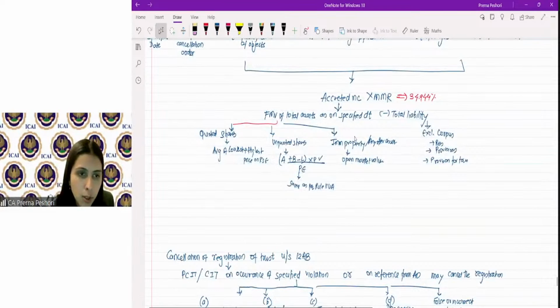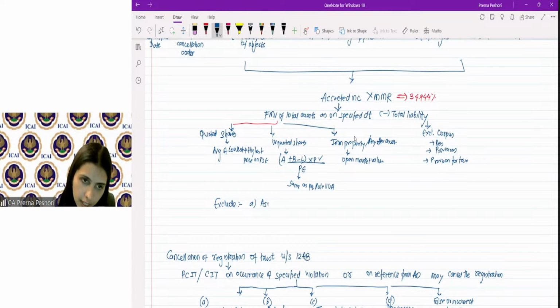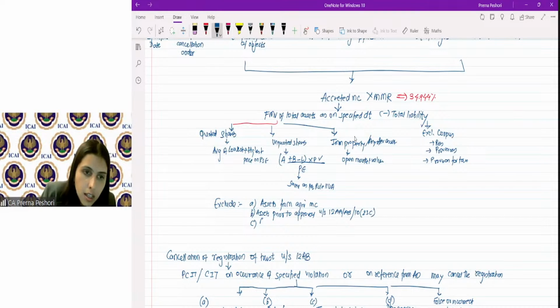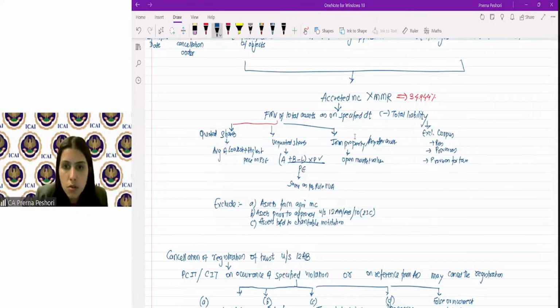So you can just write over here, exclude assets from agricultural income, assets prior to approval, and under section 12AA or AB or 10(23C), assets transferred to charitable institution on dissolution.